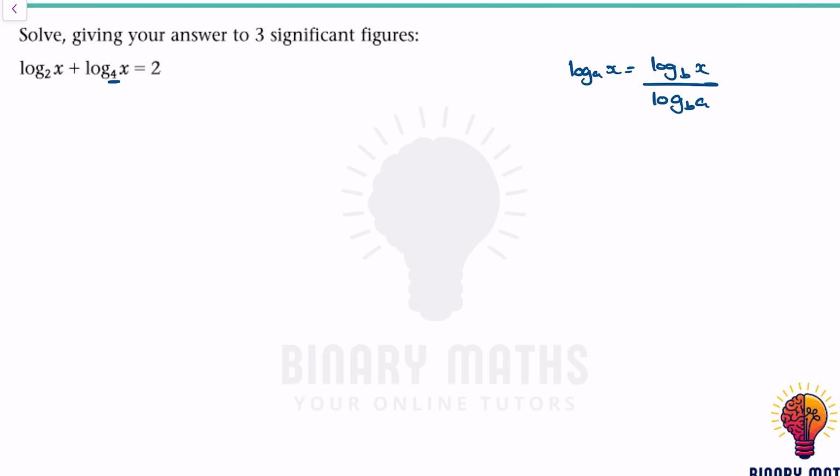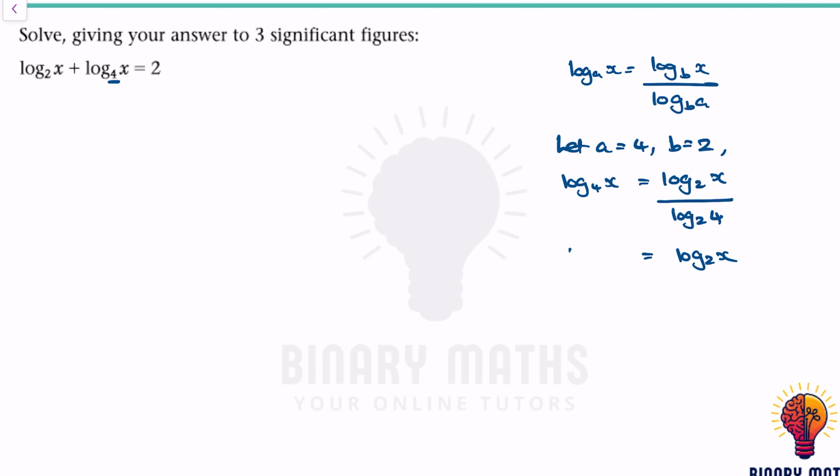Now what I want to do is change this 4 into base 2, basically. We want all the bases to be the same, so we want to change 4 to 2. So in this case, we'll let a be equal to 4 and b be equal to 2, because we want to change the 4 to a 2. If we substitute into this formula, we get log base 4 of x is equal to log base 2 of x over log base 2 of 4. Now, we can simplify the denominator. The numerator stays as log base 2 of x. So log base 4 of x is the same thing as log base 2 of x over log base 2 of 4, and 2 to the power of something is 4.